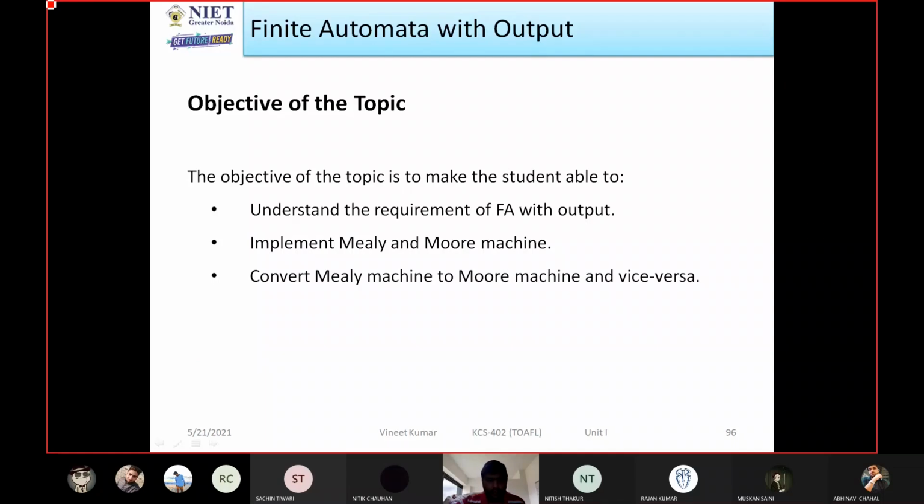Today's topic is finite automata with output. Till now we have studied about the finite automata, right? And you have seen in case of the finite automata, just revise all those previous topics, right? In the case of the finite automata, you have seen it is used for what? Token recognizer. Second is string matching.